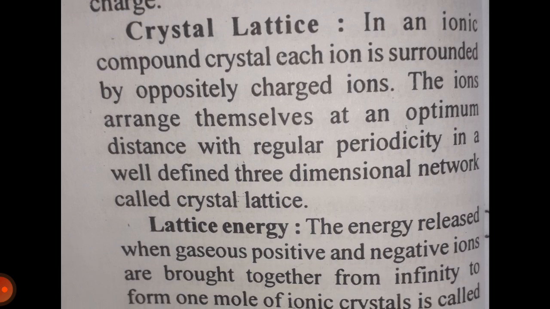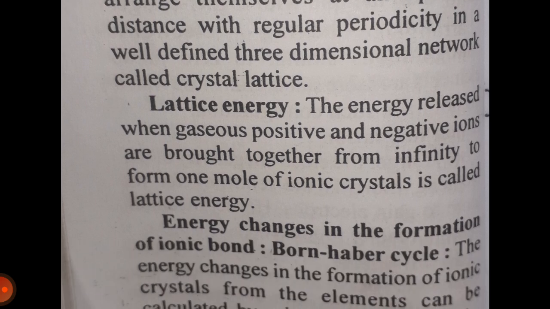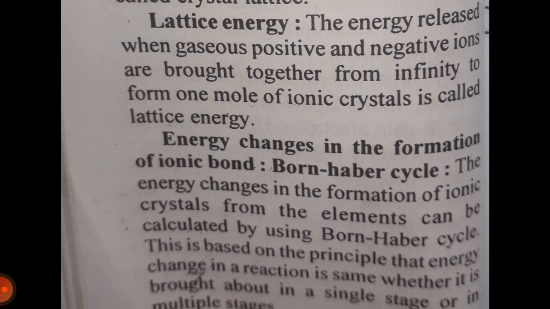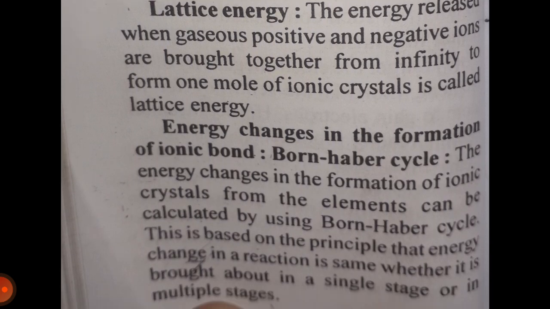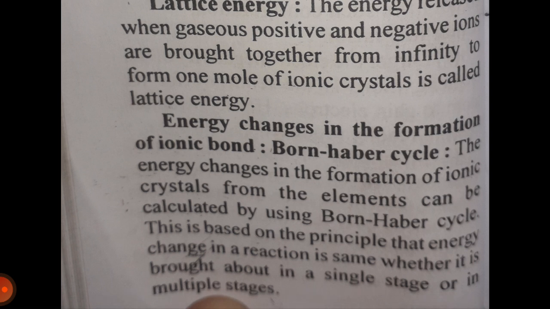Crystal lattice. In an ionic compound crystal, each ion is surrounded by oppositely charged ions. Ions arrange themselves at optimum distance with a regular periodicity in a well-defined three-dimensional network called the crystal lattice. Lattice energy: the energy released when gaseous positive and negative ions are brought together from infinity to form one mole of ionic crystal is called lattice energy.